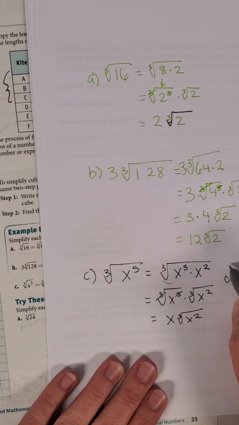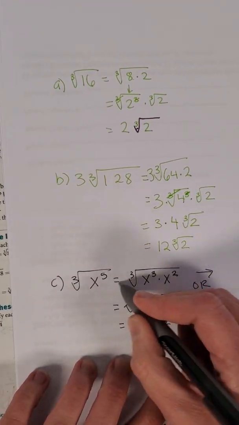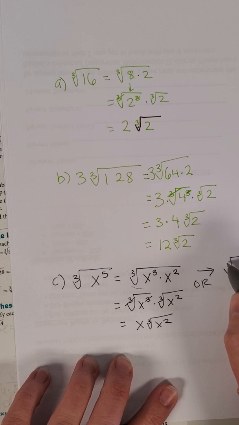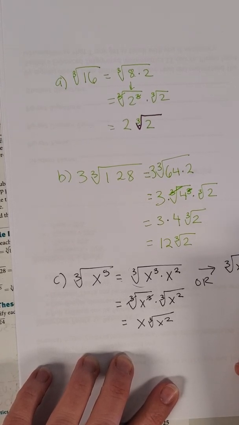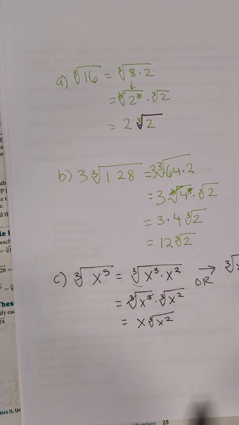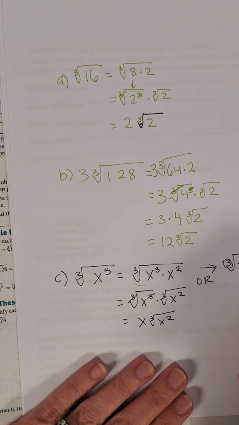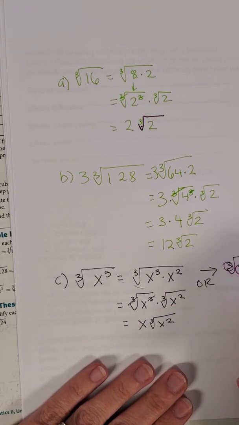Or the other method I can use would be to expand this out. This is the cube root of x to the fifth. So I have 5 x's. I'm looking for groups of 3. So I'll take out this group of 3.